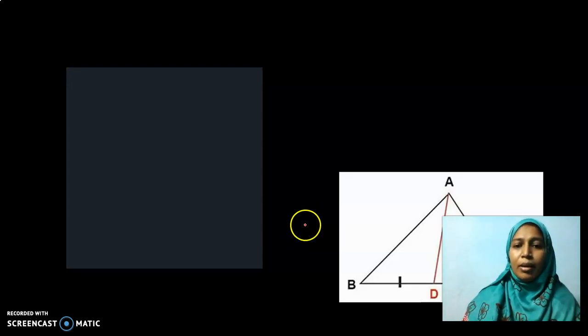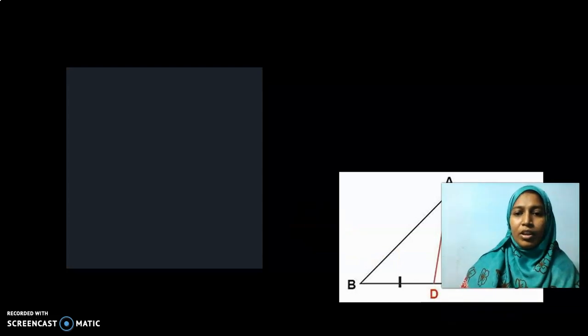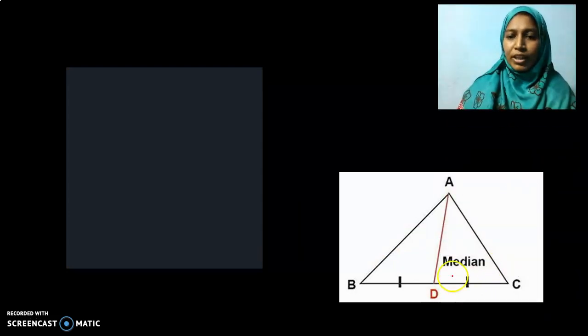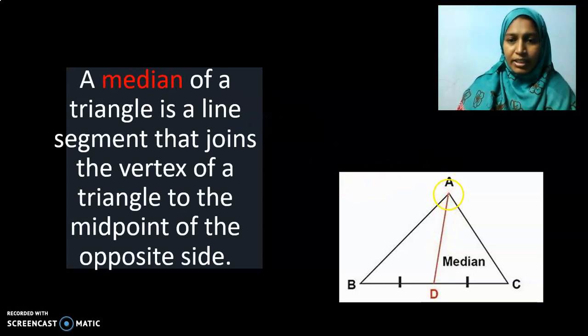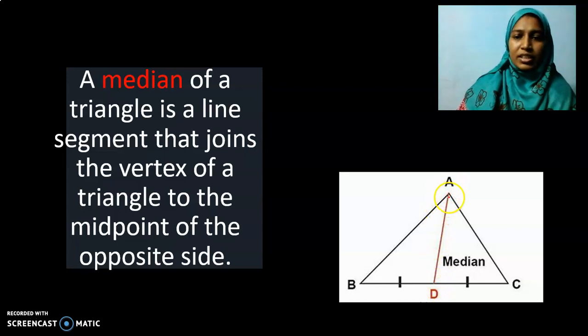Now a special new word that you are going to learn today is median. The median is the line segment joining the vertex and the midpoint, the midpoint and its opposite vertex. If I draw a line now, this line is called a median. The midpoint is a clue word for you to remember the word median.